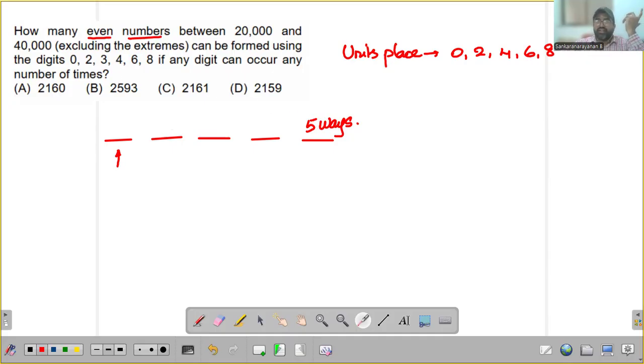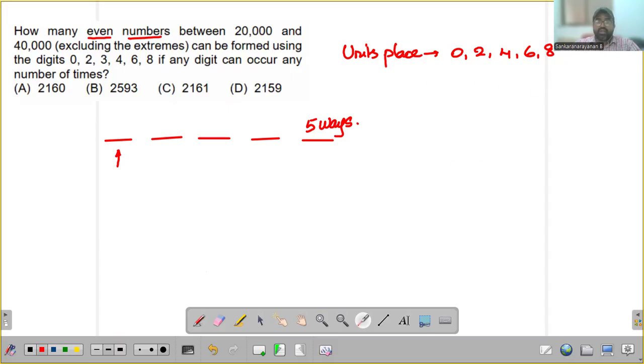40,000 I can't take. So how many choices am I left with? I can fill the leftmost position either with 2 or with which one? Let me just think once again. I can fill it with 2. Okay, I have missed out 3 there.